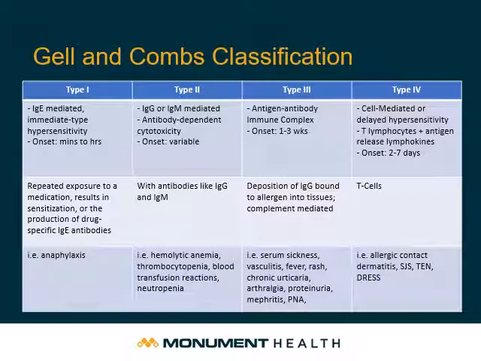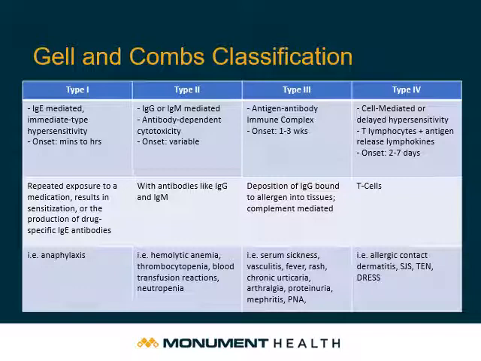So type 2, you're thinking IgG, IgM mediated. Onset can be variable. And then what they're presenting with: hemolytic anemia, thrombocytopenia, blood transfusion reactions can be associated here, and then neutropenia as well. Type 3 is antigen-antibody immune complex, and onset is a lot more delayed. It's 1 to 3 weeks. So here you can see deposition of IgG bound to allergen into tissues, complement mediated. So thinking serum sickness, vasculitis, fever, rash, arthralgias, proteinuria, and then nephritis and pneumonia.